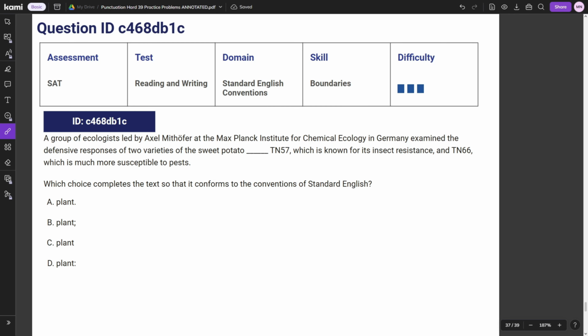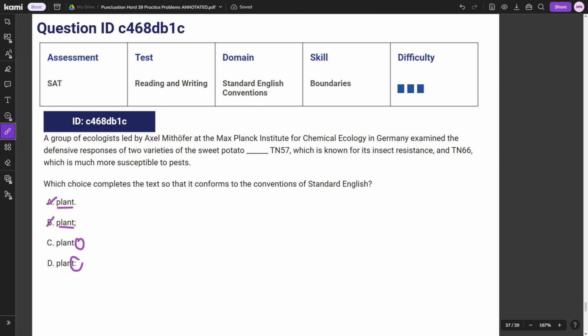Question number 37, let's look at our answer choices. You notice we have a period and a semicolon, and both of them are like the exact same. They both just have the word plant before them. So they have the exact same function, do the exact same thing. We wouldn't be able to choose between the two of them, which means that neither of them will be the answer. Now we need to choose between using no punctuation versus a colon.